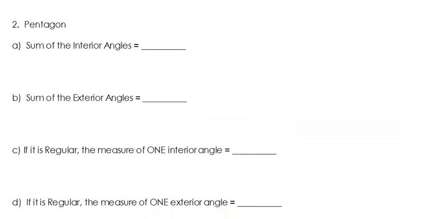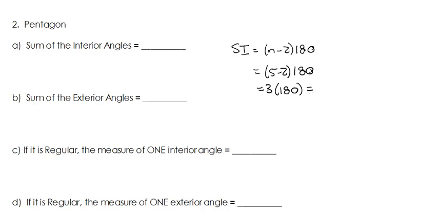Now we're talking about pentagons. Remember, a pentagon has 5 sides. First, we're asking for the sum of the interior angles. Okay, that was the first formula again. The sum of the interior angles is equal to n minus 2 times 180. Well, if this is a pentagon, a pentagon has 5 sides. That would be 5 minus 2 times 180. 5 minus 2 is just 3. So on a calculator, do 3 times 180. You should get 540. So that's going to be the sum of all the interior angles.